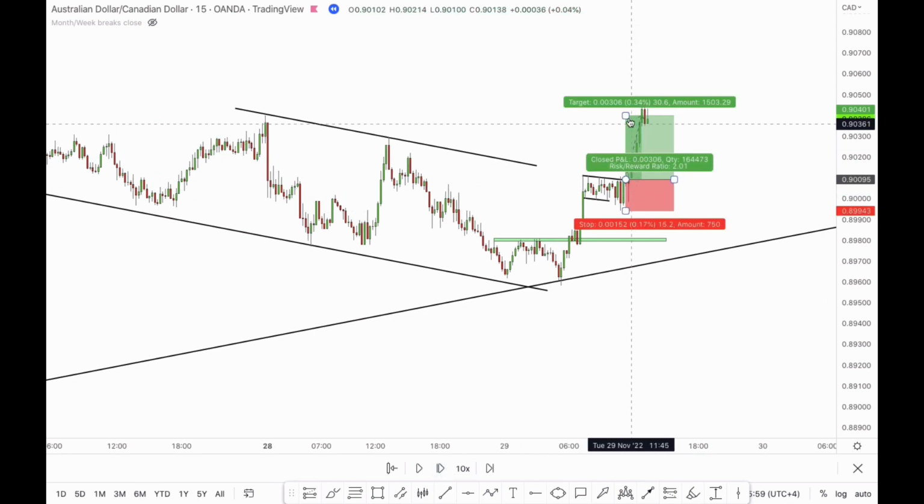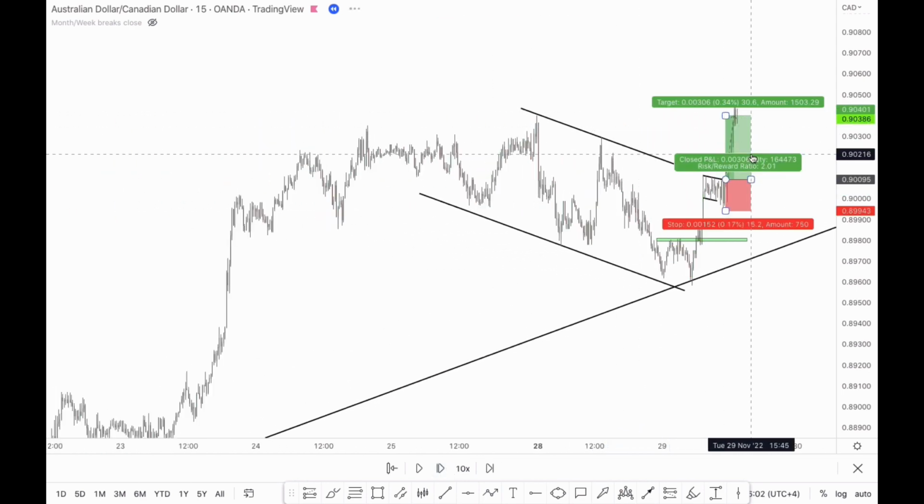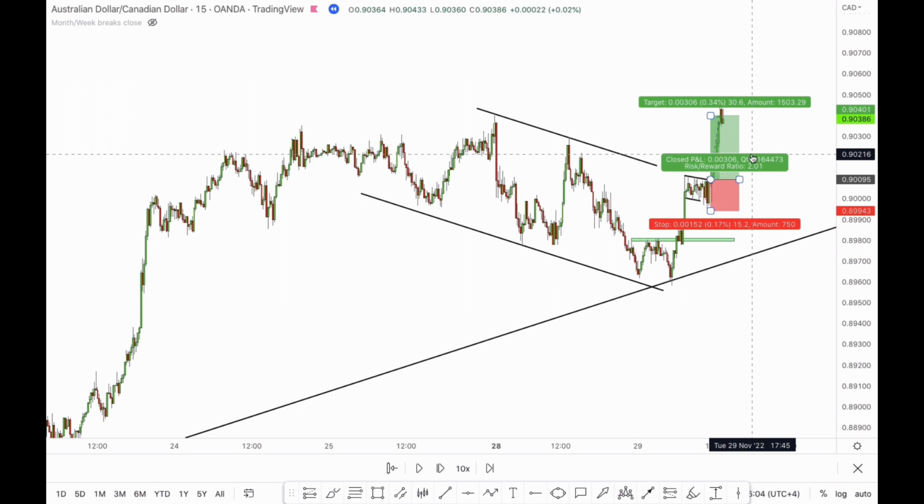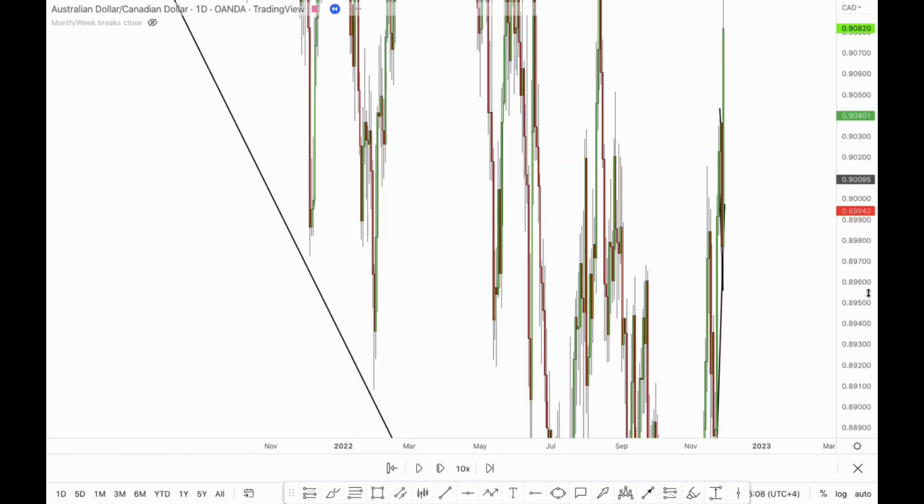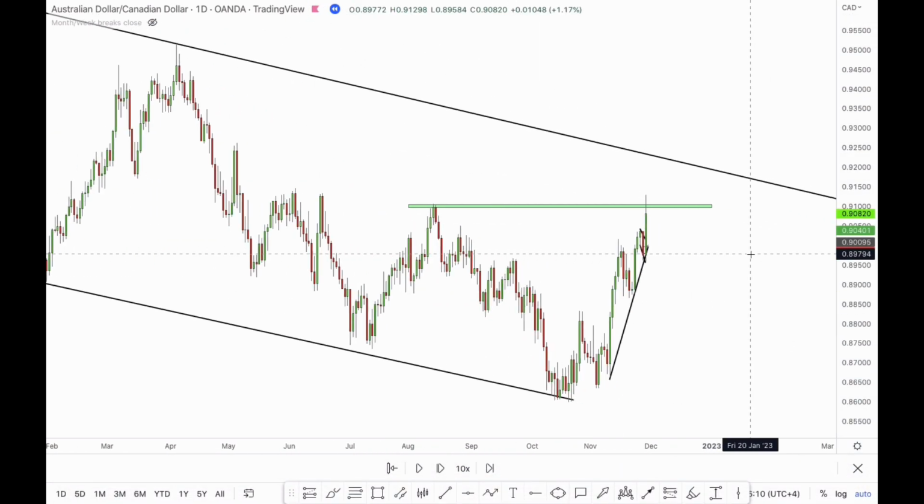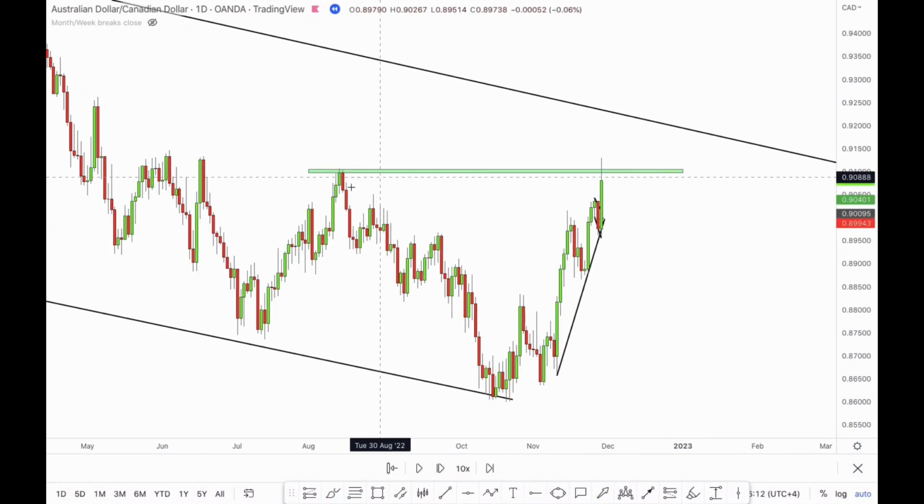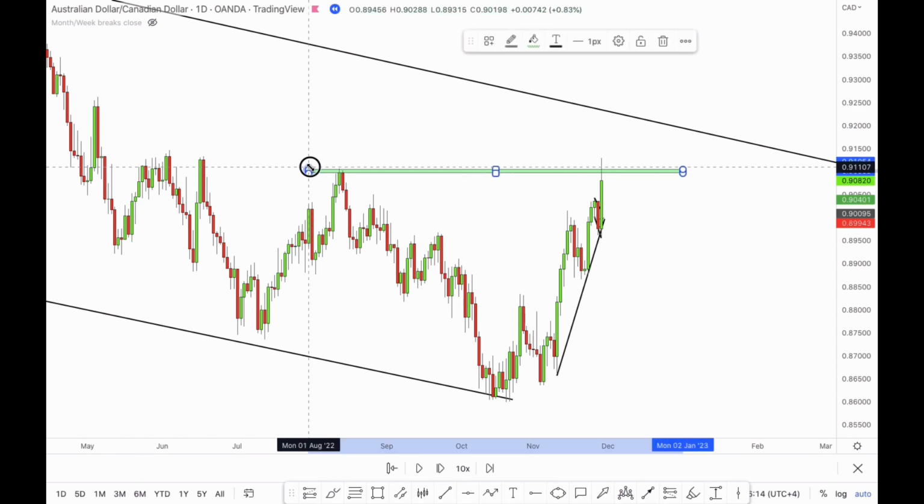So we shot up, we hit our first take profit level, and then the second take profit level was calculated on the daily time frame. So going back to the daily time frame, we had this structure right here. These are daily highs, right? We have a major high right here.